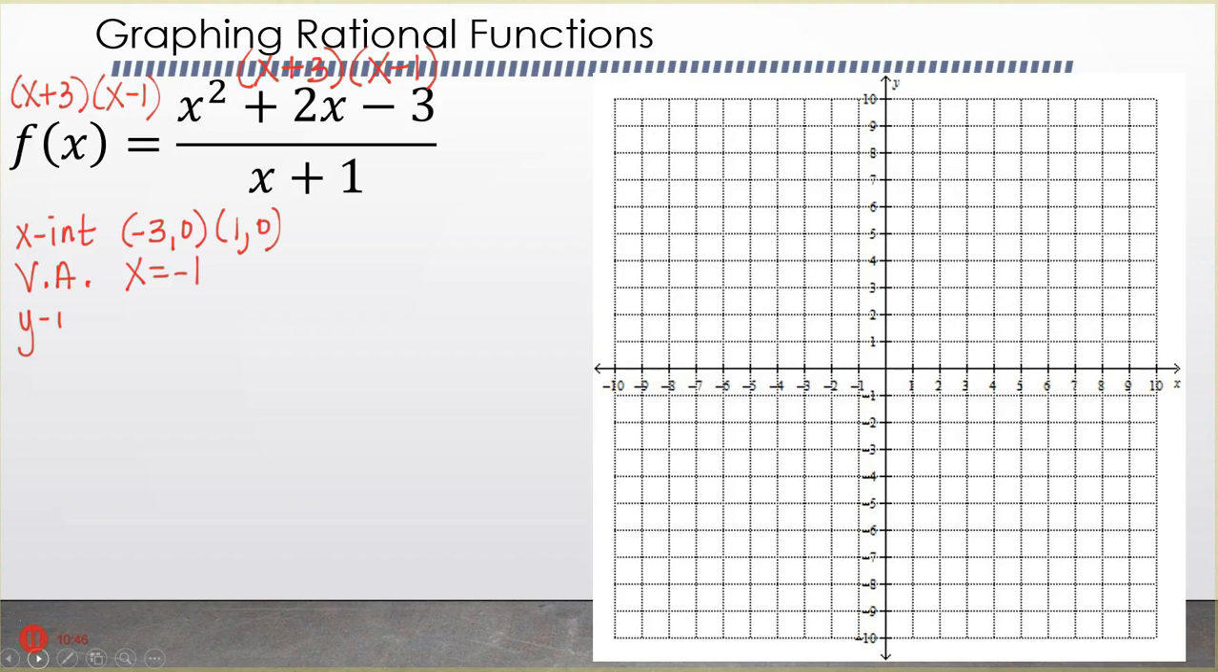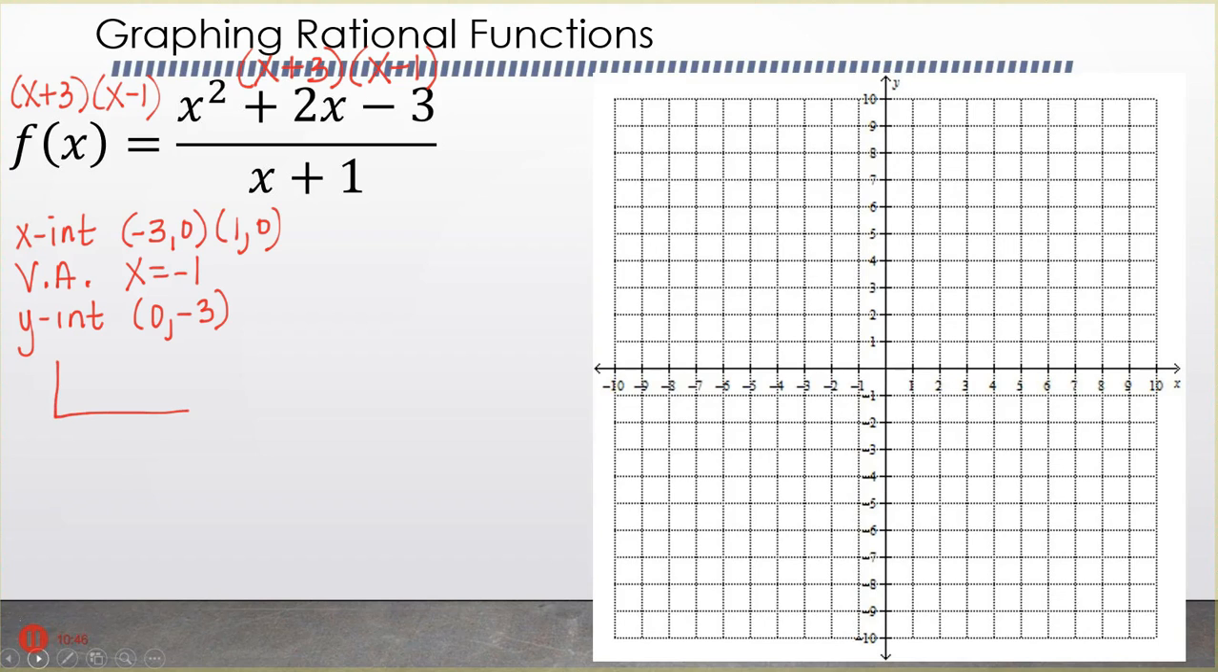The y-intercept, substitute in a 0 for x, and you have negative 3 over 1. So your y-intercept is at 0, negative 3. And now let's find our slant asymptote.